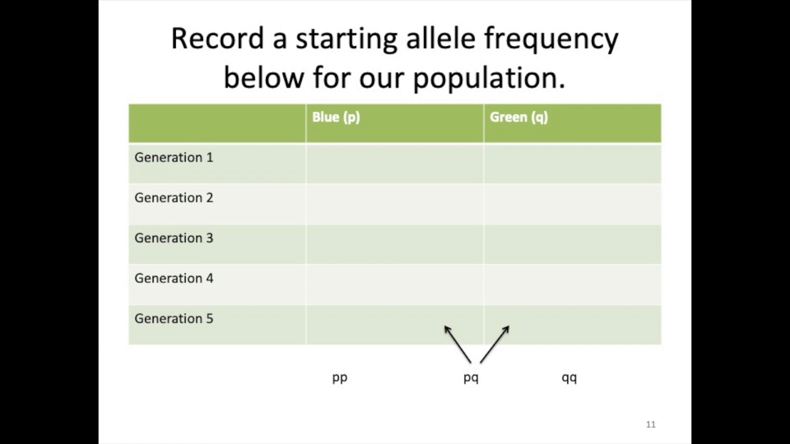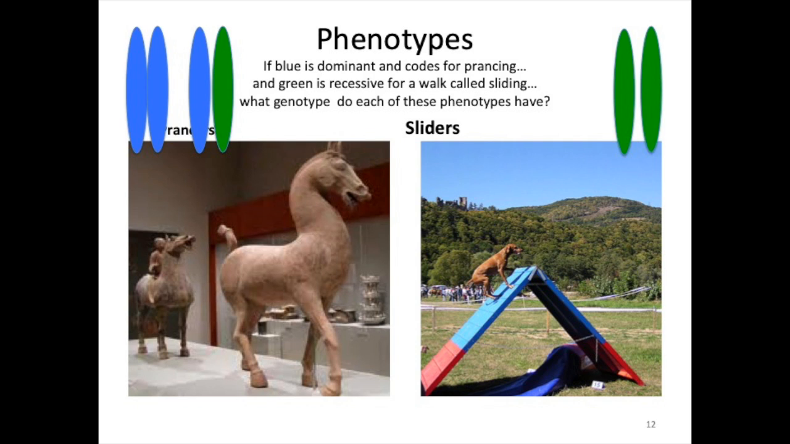In Hardy Weinberg, we use the letter P for the dominant form and Q for the recessive form of the allele. The alleles represent two different movement styles. Blue is an allele for prancing and green for sliding. Demonstrate these two phenotypes with a quick prance or a slow sliding walk.